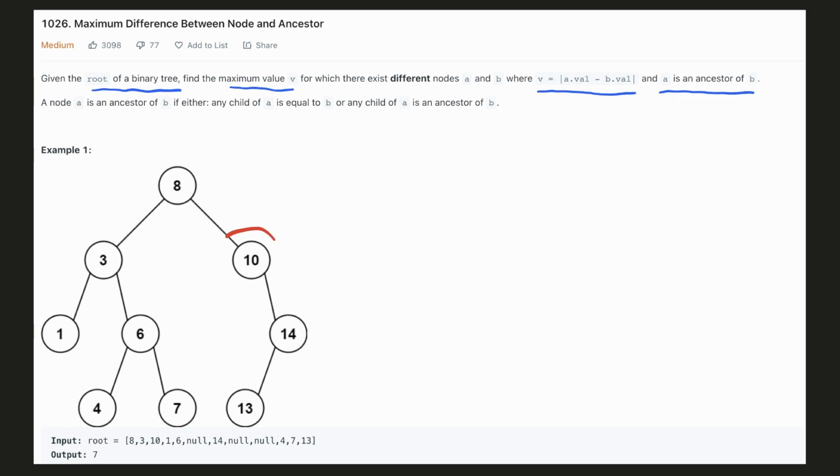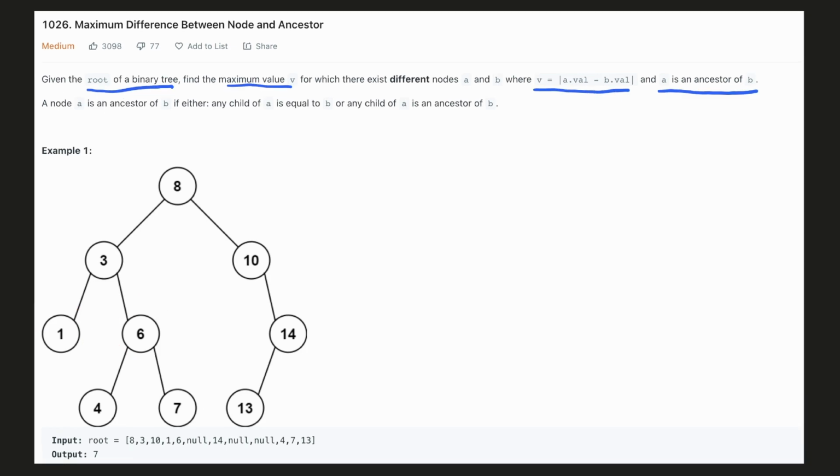On the other hand, 10 is not an ancestor of 1 and 1 is not an ancestor of 10 because neither of them are part of a child subtree of the other. Similarly, 10 and 6 are not related in any way. Even two siblings, 1 and 6, whose parents are the same, are not the ancestors of one another. In the example, the difference between 8 and 1 is the maximum possible difference.